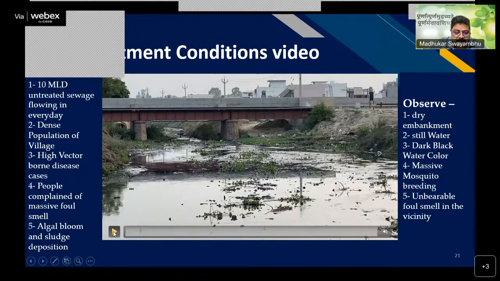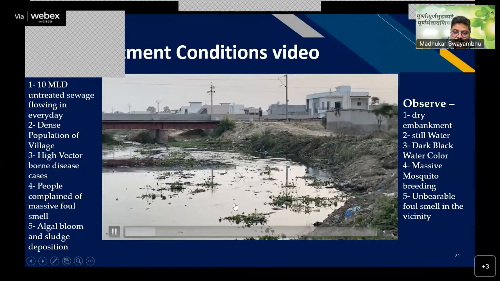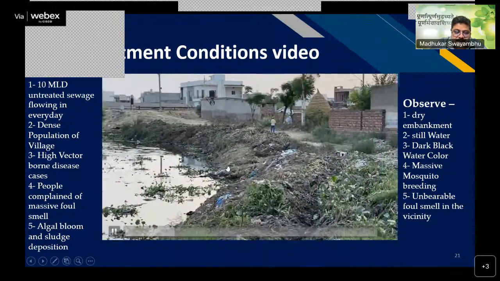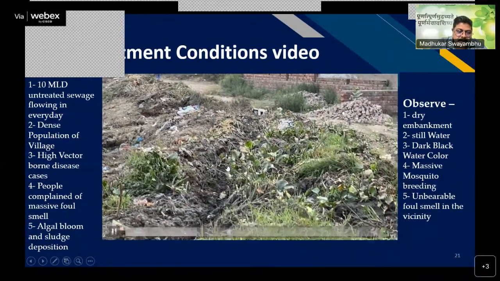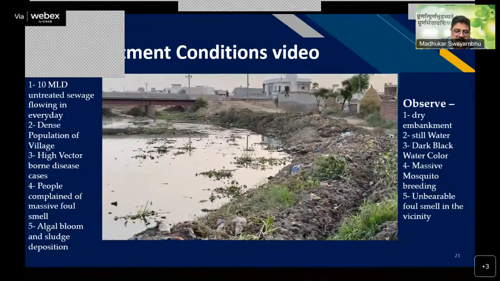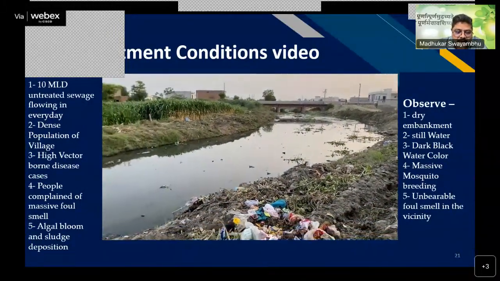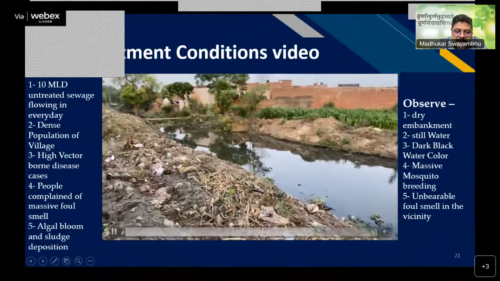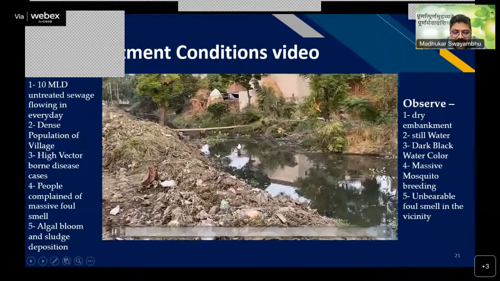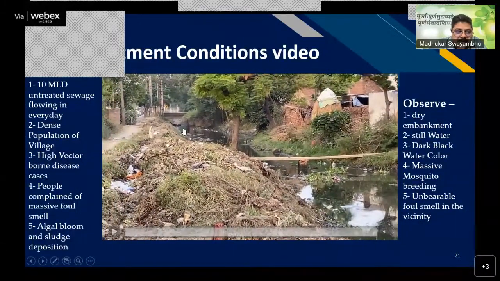Now, again, have a look at the pre-treatment video, wherein you can see that in spite of a drain which is supposed to flow, there is absolutely zero flow in water. The water was completely stagnant. It was black. Nothing is visible below the water. There is a lot of smudge. Massive foul smell was there, which of course cannot be captured into a video. So this was the condition.